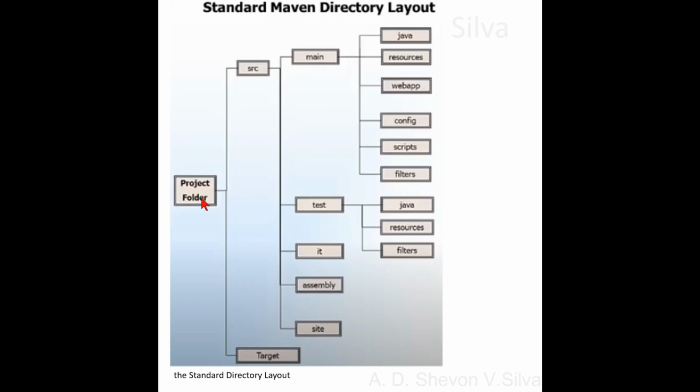Here you can see a directory layout: project folder, then source and target. Under source there are main, test, IT, assembly and site. Under main there are Java, resources, webapp, config, script, and filters here in this diagram. Under test, Java, resources and filters here.